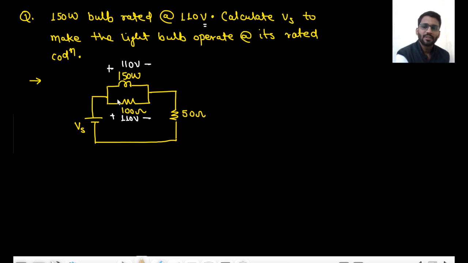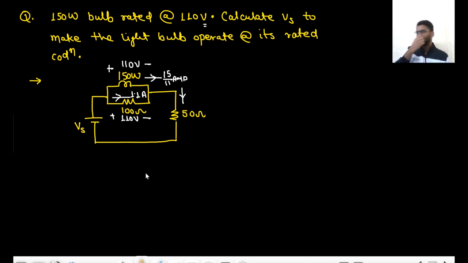That means how much current is flowing here? 1.1 ampere, right? 1110 by 100, 1.1 ampere. And if you know the power and the voltage, what will be the current? Current will be P by V, power by V. So here the current would be 15 by 11 ampere.